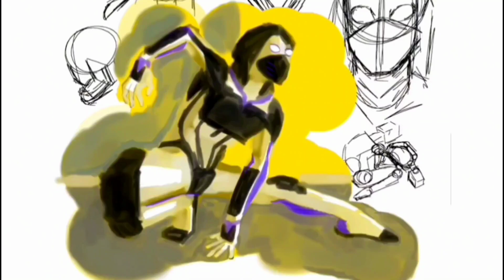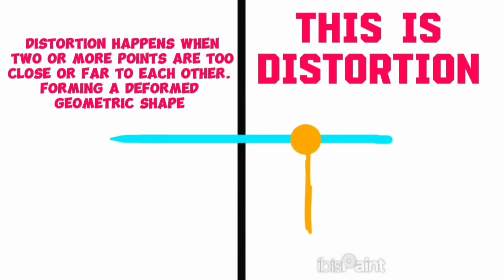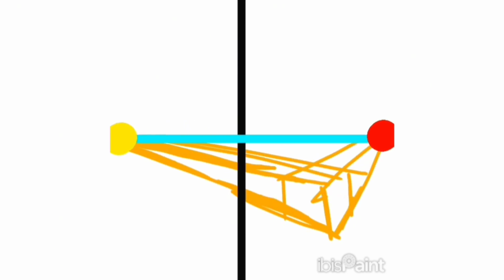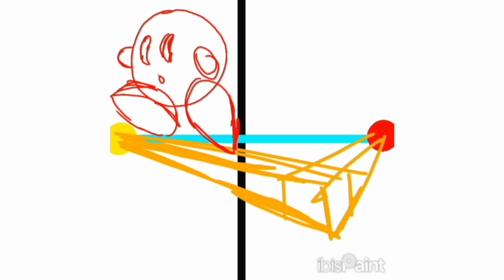Two-point perspective will have 2 points that can move from side to side on the horizon line, giving an illusion of depth. Two-point perspective will commonly have visually slanted vanishing lines on the graph connected to the vanishing points.